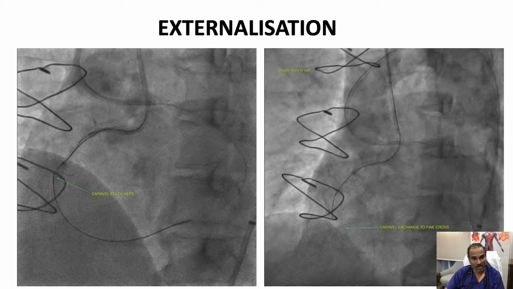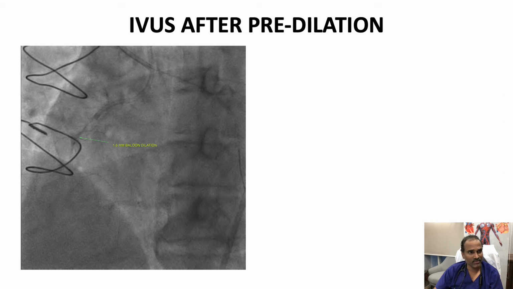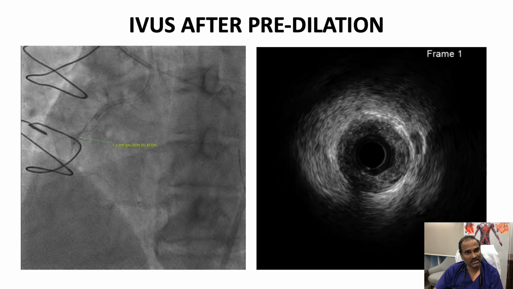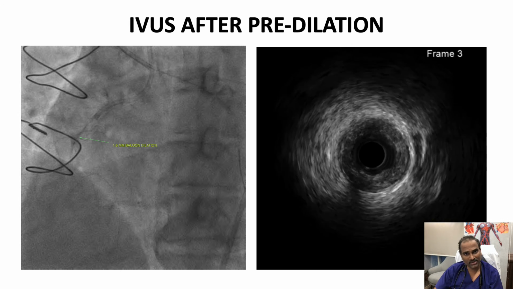So then we exchanged the Caravel to a FineCross, and the FineCross could cross, and then we externalized. After that we dilated with a 1.5 millimeter balloon, you can see here, and then we did an IVUS. So now I'll show you the IVUS.